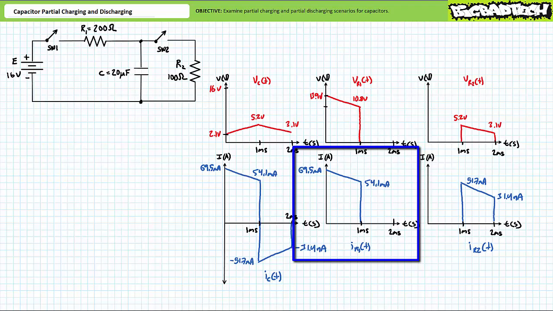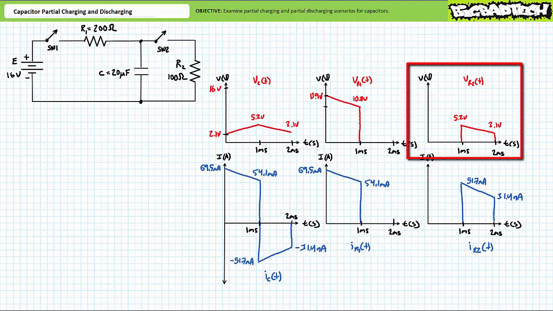Note at the time of the switchover at t equals 1 milliseconds, R1 is experiencing voltage and current because the capacitor charge process is being interrupted. Given switch 1 remains open during the partial discharge, R1 experiences no current through it from t equals 1 to 2 milliseconds. Voltage across R2 looks something like this.